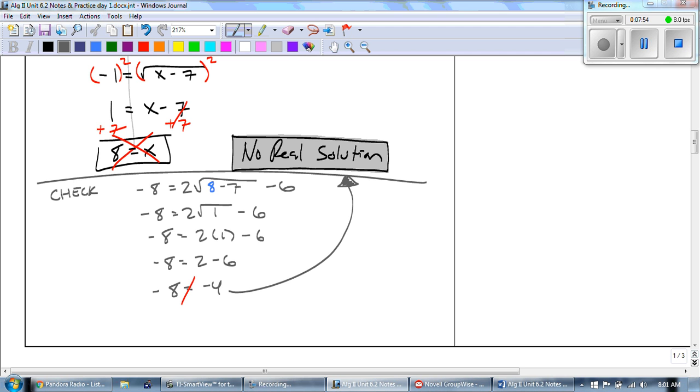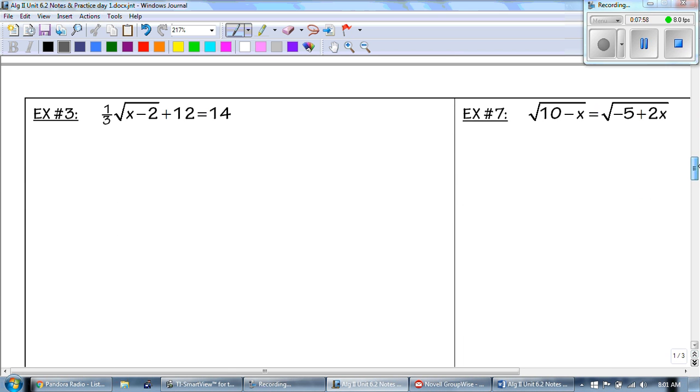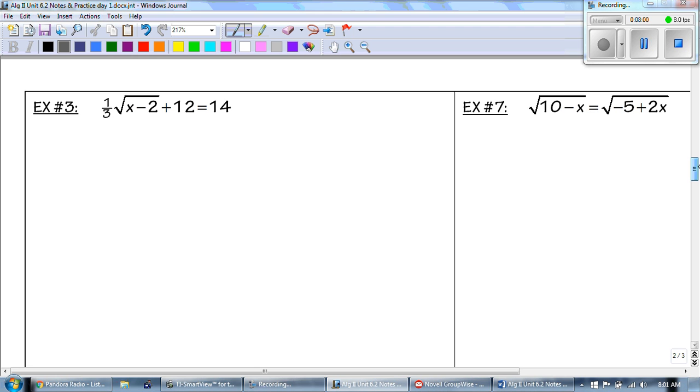All right, let's go ahead and flip it over. Why? Because we're going in order, guys. We're on number 3. We're not on number 5 or 6 or whatever's on the other side. Okay, so there is my square root. It's kind of hard to miss.